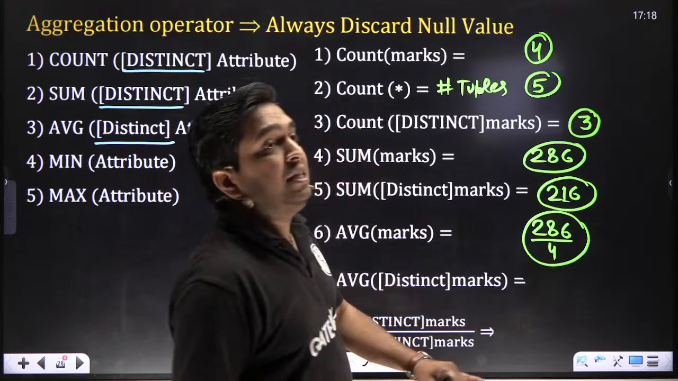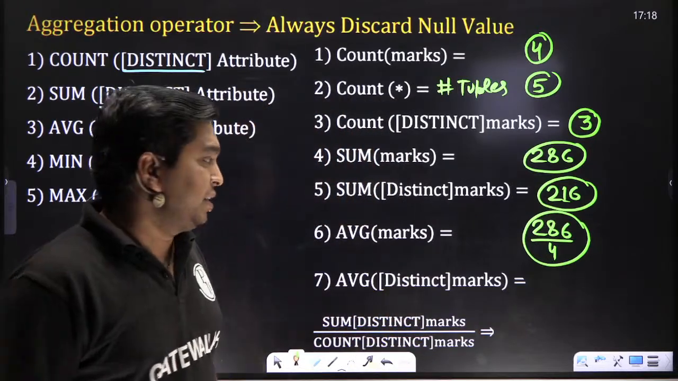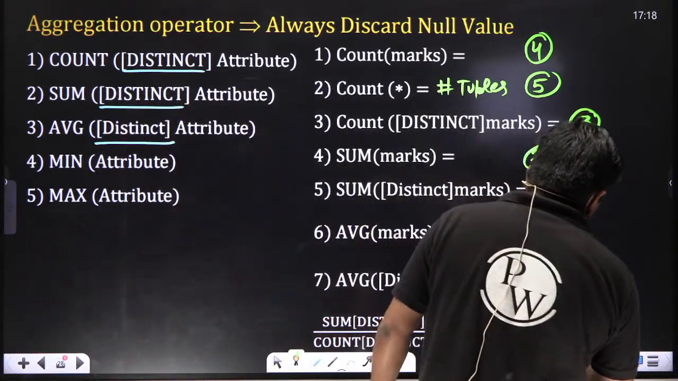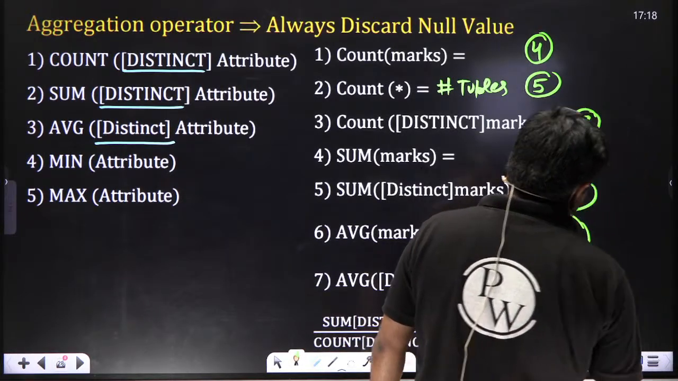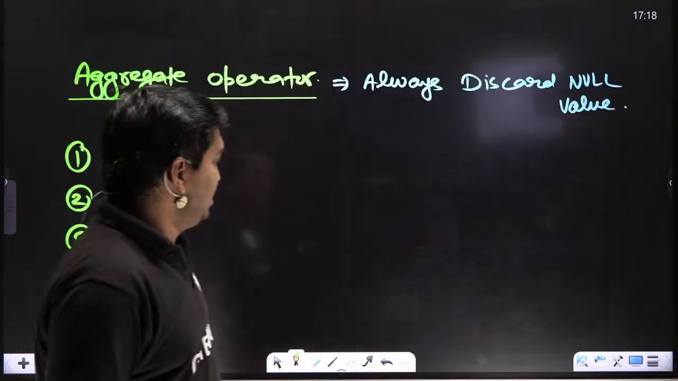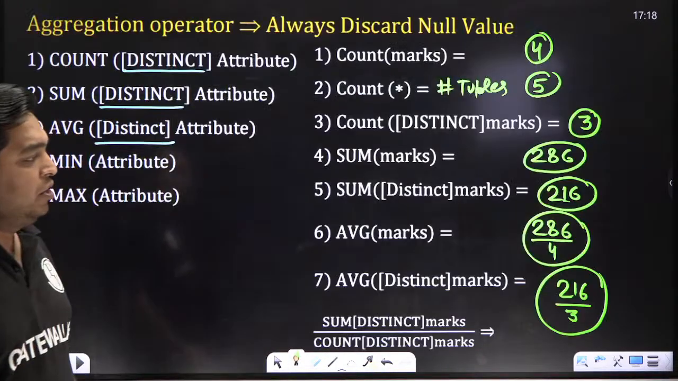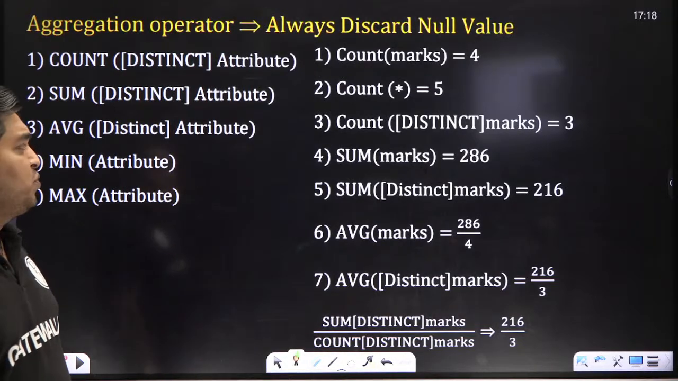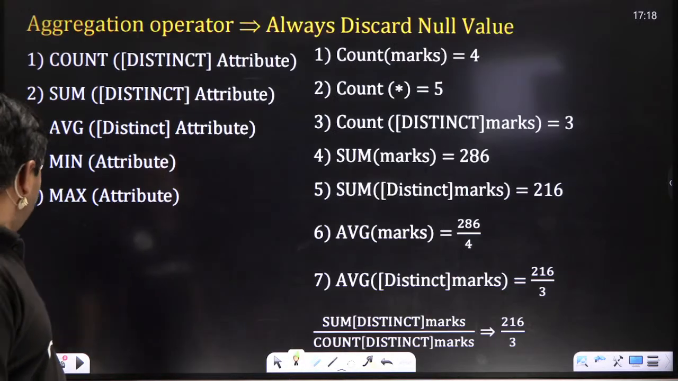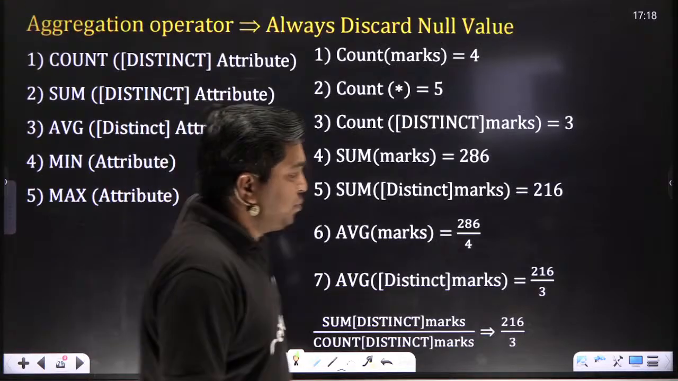Average of distinct marks. So distinct sum is how much? 216, divided by 3. Clear everyone? 216 divided by 3. So this is the answer. Hope you are getting each and everyone.